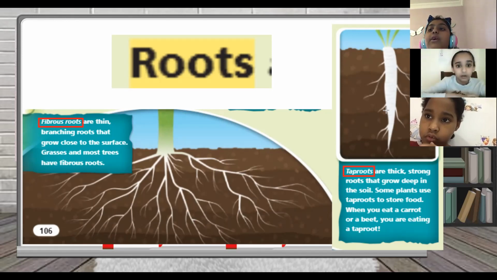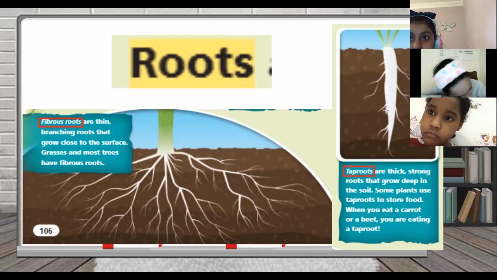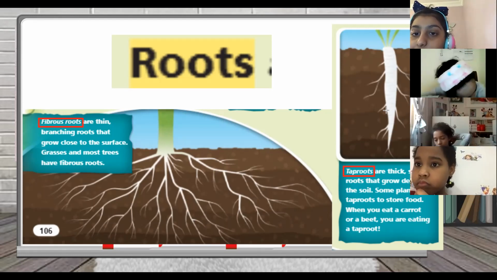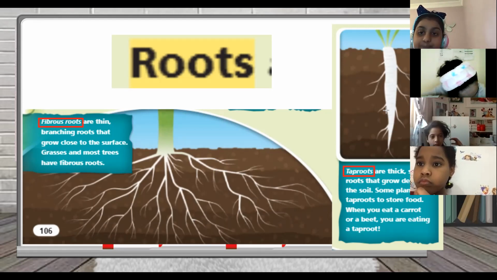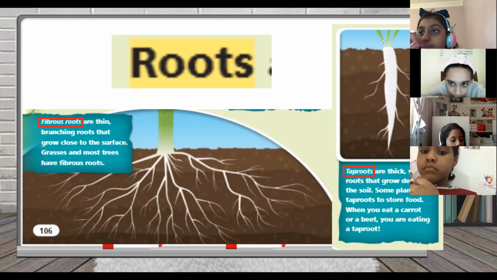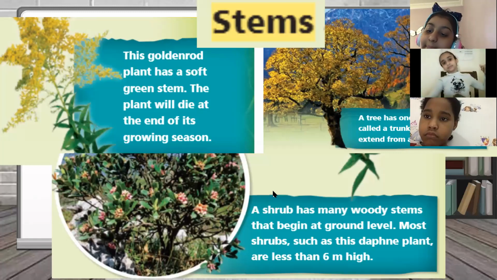Miss, fibrous roots also can go very, very long. Yes, they can grow very long and very far, but they are near the surface. Why? To anchor the plant, also to absorb water and minerals for the plant. Now let's take a look at the stem. Now we know the types of roots. Everyone, do you know the types of roots? Yes. Good. Now look at the stem.